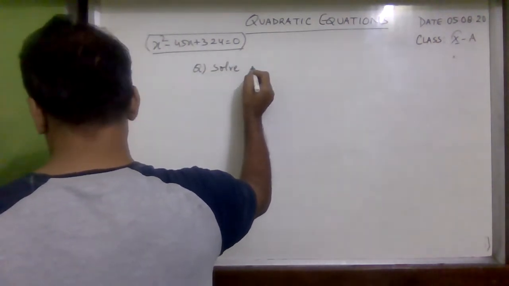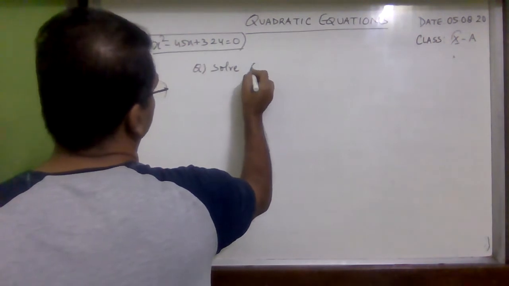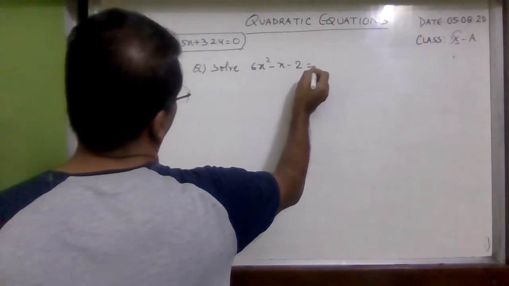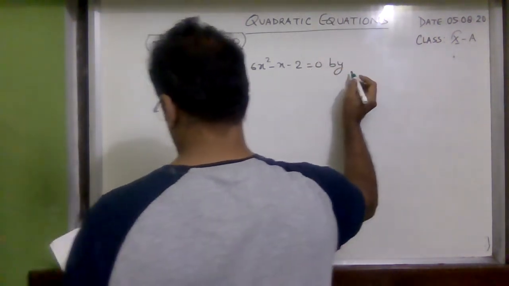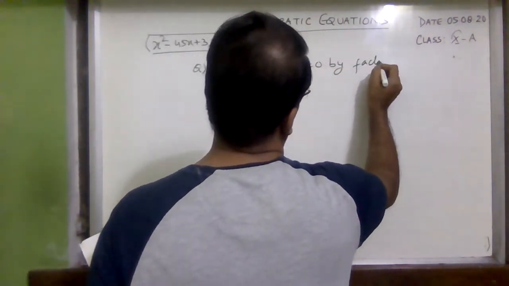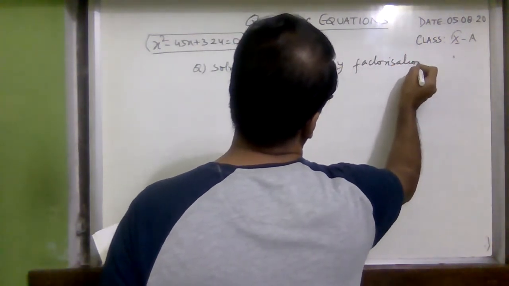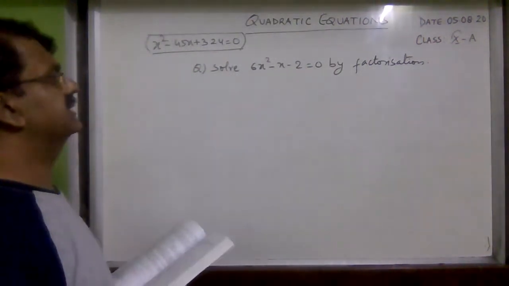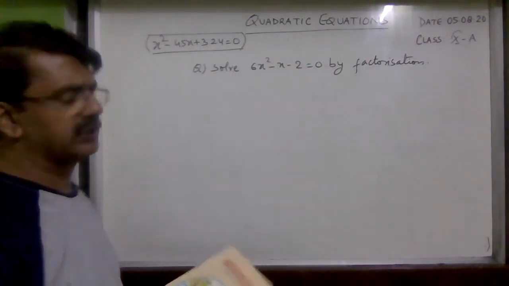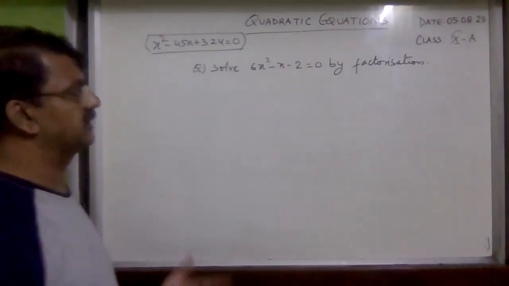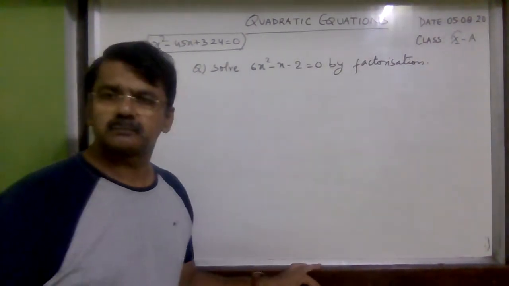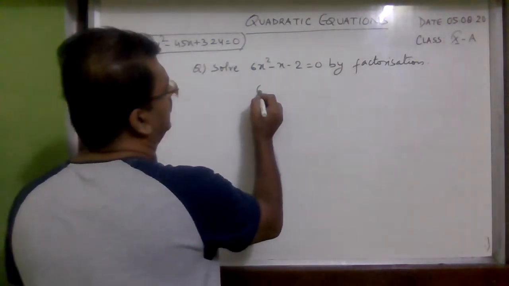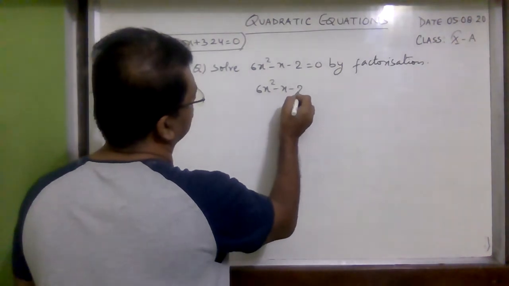Solve 6x square minus x minus 2 is equal to 0 by factorization. Solve 6x square minus x minus 2 is equal to 0 by factorization. Now what we do, 6x square minus x minus 2 is equal to 0.